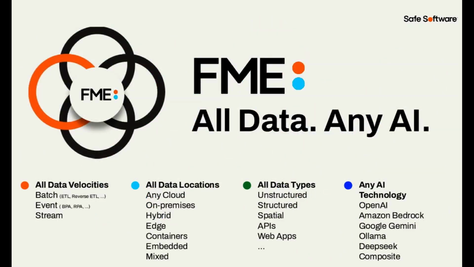Safe Software is all about all data and AI. With FME, we support over 500 different data types, and that number keeps growing. Whether you're working with geospatial data, local intelligence, IT systems, or something totally custom, our goal is to help you get your data where it needs to be, when you need it, and in the format you want.